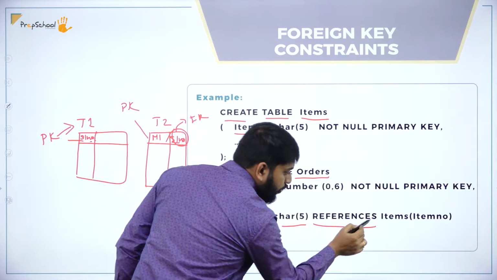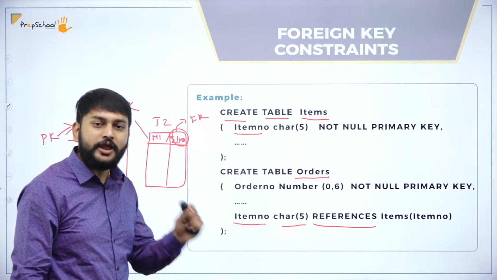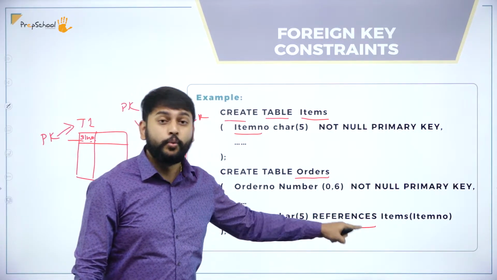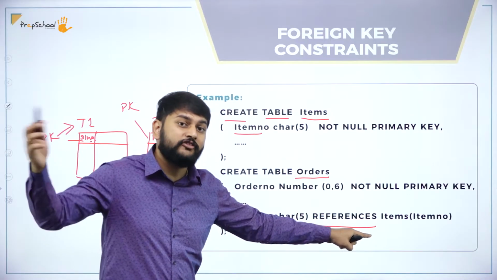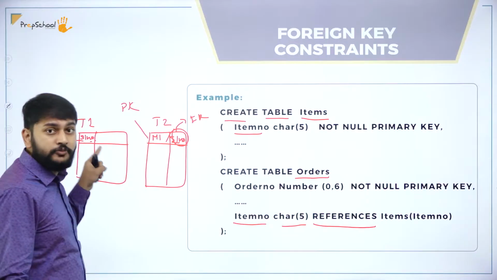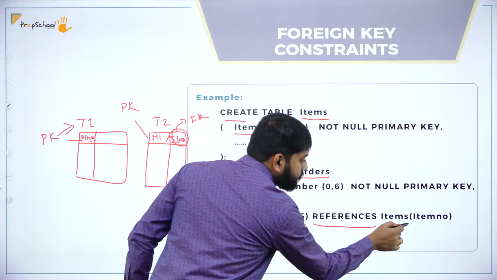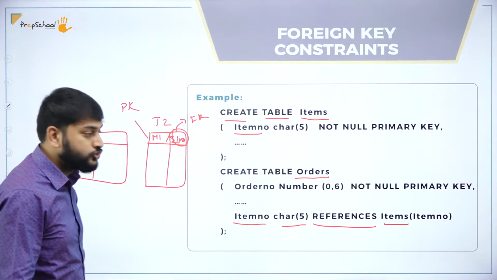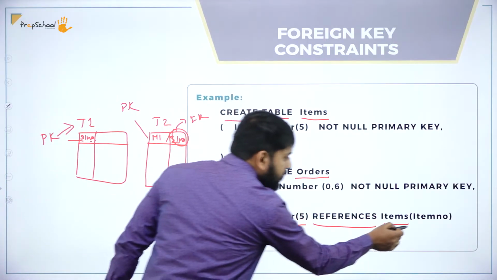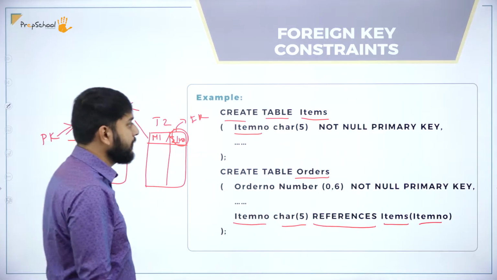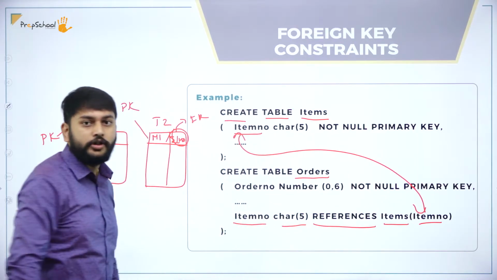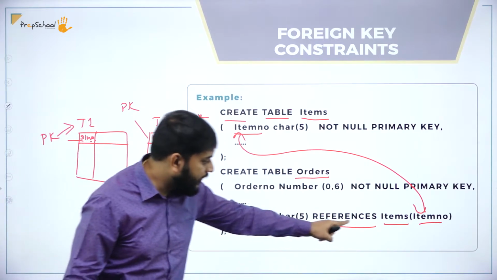This is the keyword that you have to use to make any primary key a foreign key: References. Which table are you referring to? Because I will have multiple tables. So I want to refer to this table. What is the table name here? I have to mention items. In this table, what is the column name? That is item number. Hope you got the point. So this is very important.